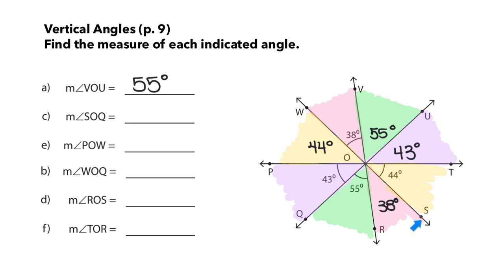SOQ. From S to O to Q, right here, how many colors make this up? Two colors, the pink and the green, so I have to combine the pink and the green measurements. So not 12. 55 and 38 is 93 degrees. Very good.